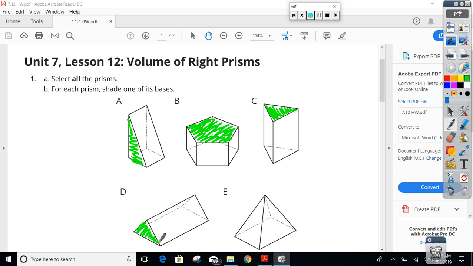How about E? Is that a prism? No. What is it called? Pyramid.